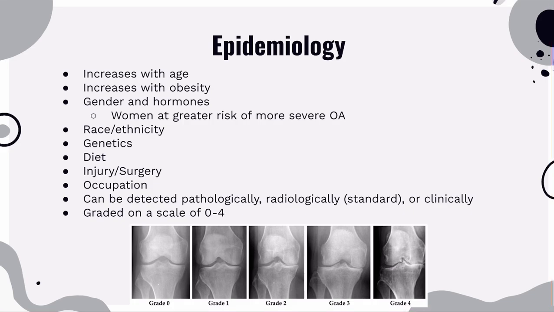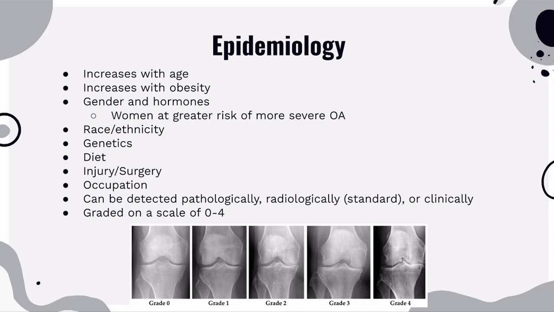For the epidemiology, these are the main factors which contribute to the prevalence of osteoarthritis in populations. OA increases with age due to the general wear and tear of the joints, and OA also increases with obesity due to overload and excessive pressure on the joints.